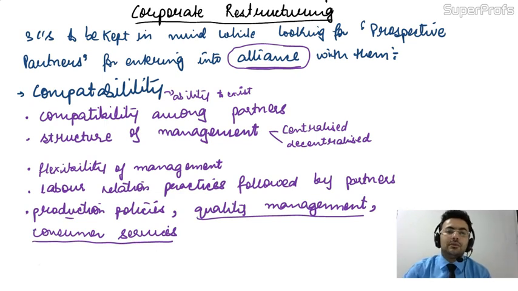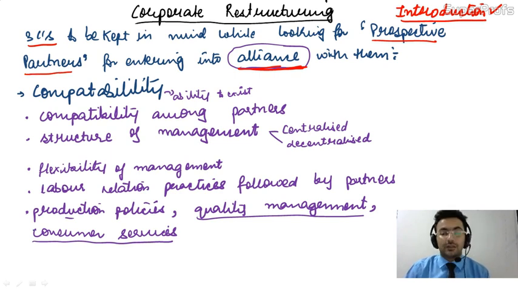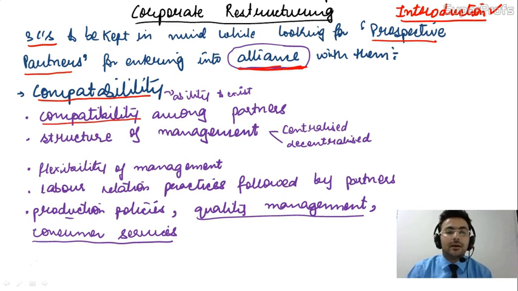Okay, so there we were from where we started, and after that, your chapter number 1, introduction, with all the basic aspects, is going to be over. Partners for entering into an alliance: there are 3 C's which need to be kept in mind to select a prospective partner with whom we are going to enter into an alliance. The first is compatibility, which means the ability to exist together, compatibility among partners.